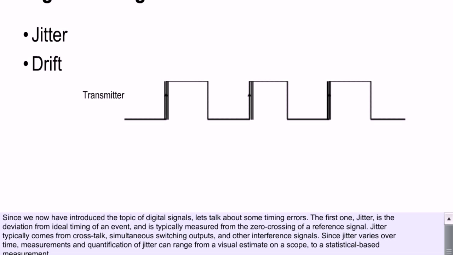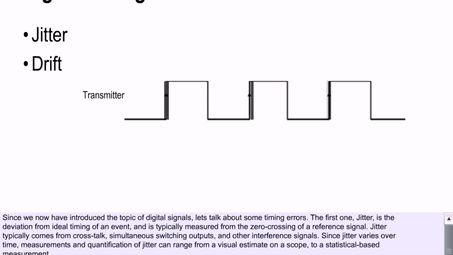The first one, jitter, is a deviation from ideal timing of an event, and is typically measured from the zero crossing of a digital signal. Jitter typically comes from crosstalk, simultaneous switching output, and other interference signals. Since jitter varies over time, measurement and quantification of jitter can range from a visual estimate on a scope to a statistics-based measurement.